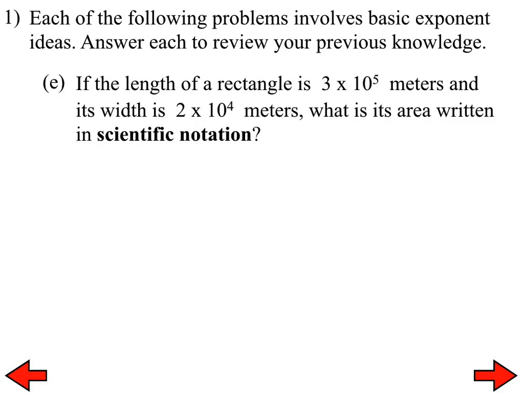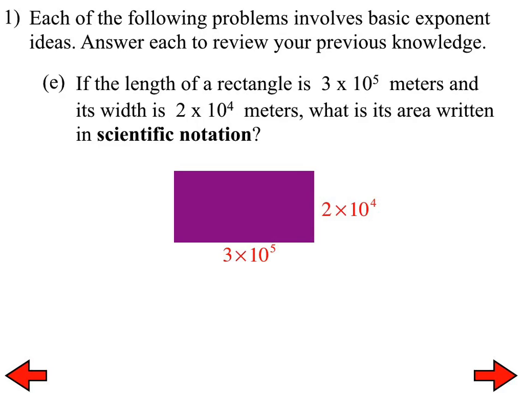Part E, and I have asked problems similar to this in the X problem. It says, if the length of a rectangle is 3 times 10 to the 5th, and the width is 2 times 10 to the 4th meters, what is its area written in scientific notation? So if we have a rectangle, to find the area, it is always the length times the width or the base times the height, depending on how you look at that. So if we multiply those together, that would look like this.